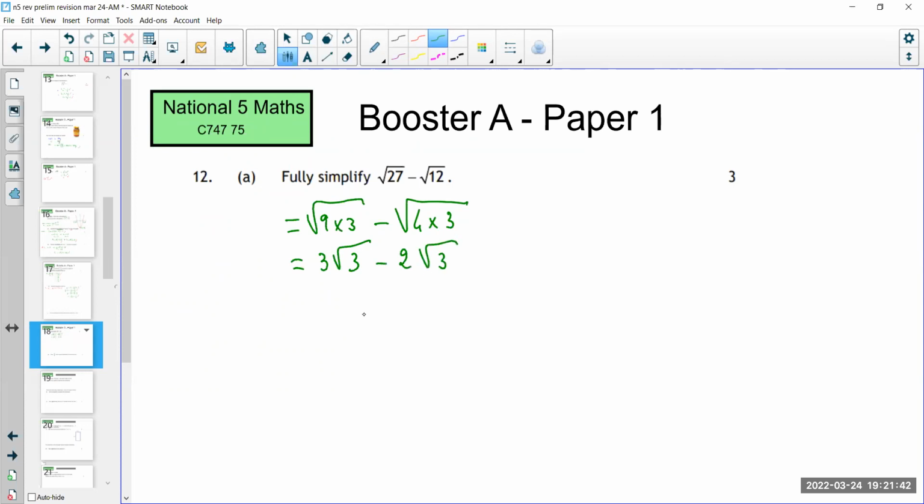Root 3. And to be honest, they've been quite generous here because you get a mark for this, a mark for this, and your last one, 3 of something minus 2 of it is just 1 of something, root 3. And please don't leave the 1 at the front. That will lose your mark.